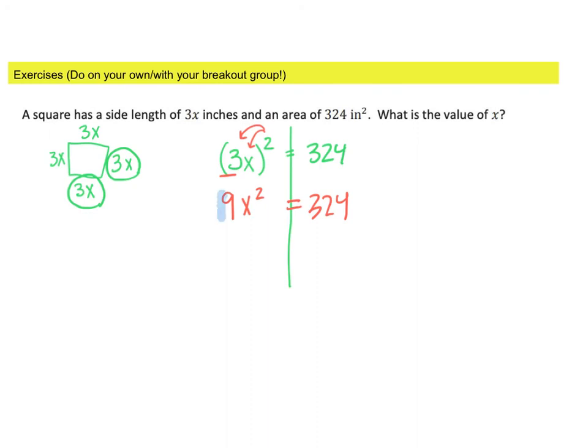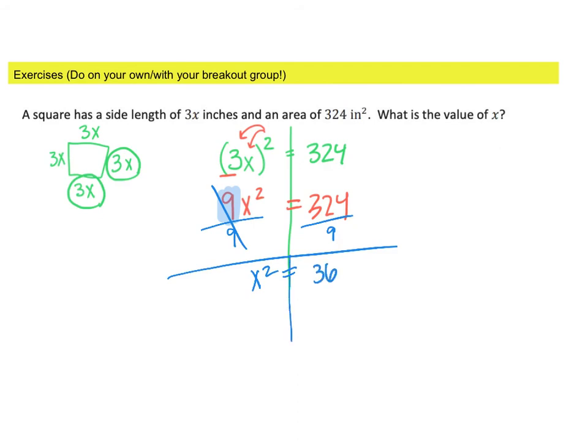All right, my first step here was to get this 9 away from my x. So the opposite of times 9 is divided by 9, and I do it to both sides. So on this side, I'm left with x squared equals 324 divided by 9. If I do it in my calculator, I get 36.